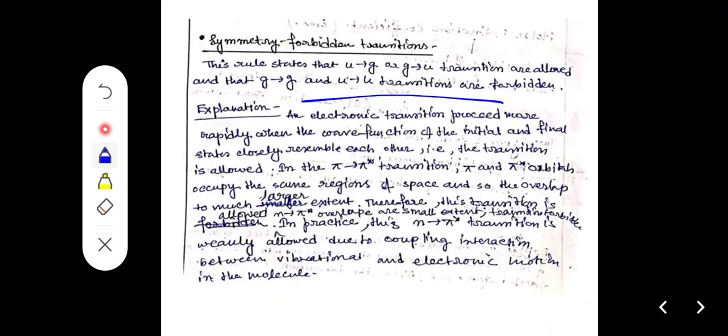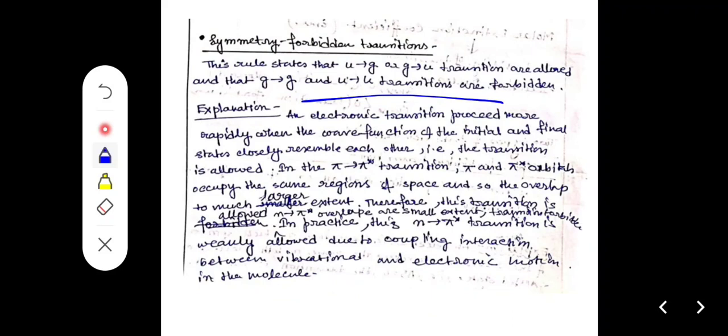Now we consider symmetry forbidden transitions. These rules state that ungerade to gerade and gerade to ungerade transitions are basically allowed. Ungerade to gerade and gerade to ungerade. But gerade to gerade and ungerade to ungerade transitions are basically forbidden.